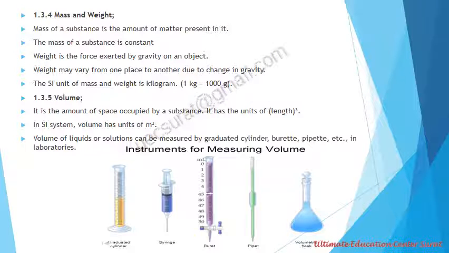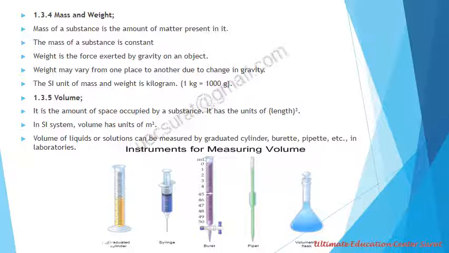The next topic in front of us is mass and weight. These two words are very confusing. Generally people consider mass as weight, but no, mass is a totally different thing and weight is a totally different thing. How is it so? Just now we will see. The mass of a substance is the amount of matter present in it.